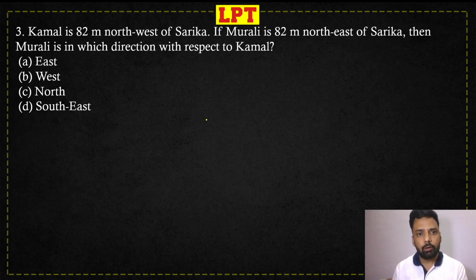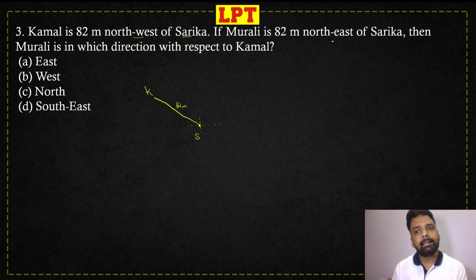So Kamal is 82 meters northwest of Sarika. Let us say that this is the position of Sarika and Kamal is in the northwest. If we take Sarika as the reference, suppose this is at the origin. Kamal will be 82 meters northwest. So Kamal is 82 meters in the northwest direction of Sarika.